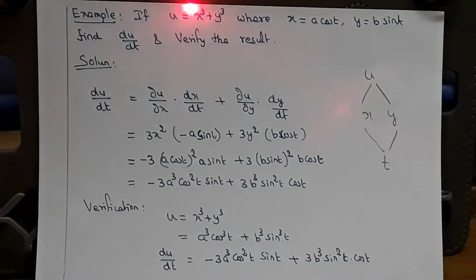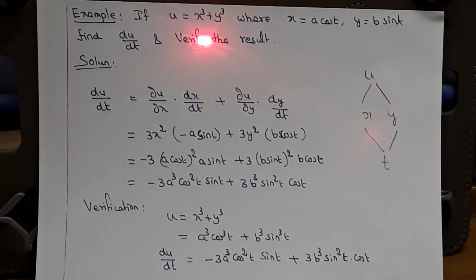How will you find dou u by dou x? We have to keep y constant. So differentiation of x cube is 3x square. How will you find dx by dt? We know the differentiation of a cos t. A is constant, cos t differentiation is minus sin t. So minus a sin t.